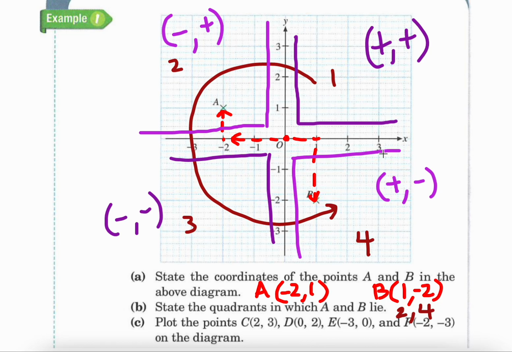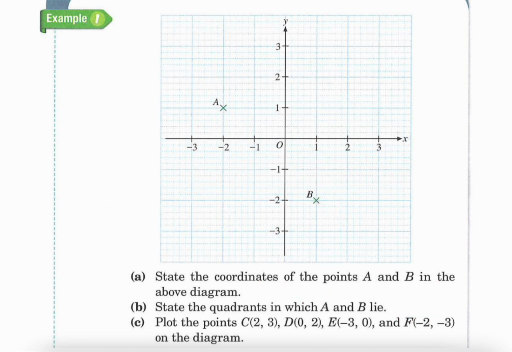All right, let's look at C. C wants us to plot C, D, E, and F. So let me clear off my board real quick. So C, let's plot 2, 3. So 2, I need to find 2 first by walking there, and then fly up to 3. That's C. Let me label it. D is at 0, 2. So I find my center, my origin. I don't need to walk anywhere. I'm already at 0, which is my first number. Then I fly up to 2. So this is D, 0, 2.